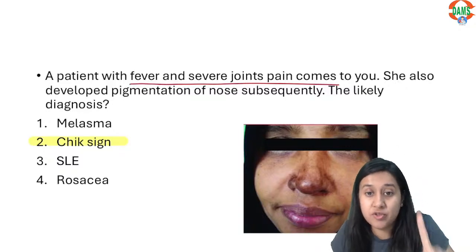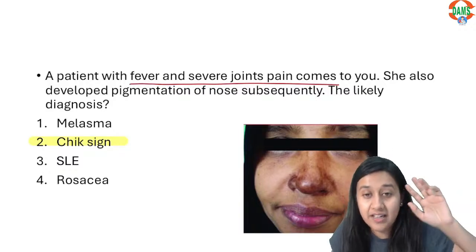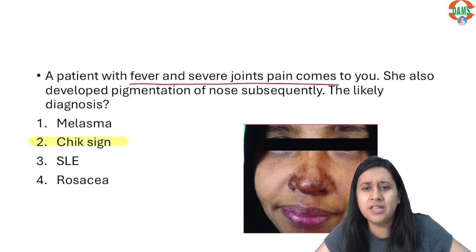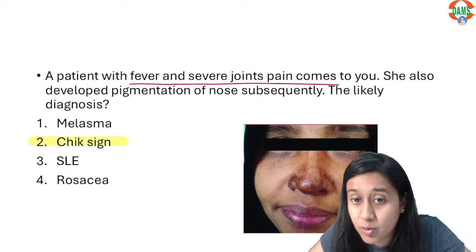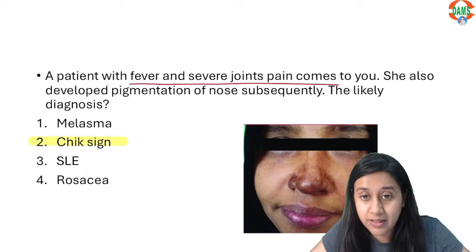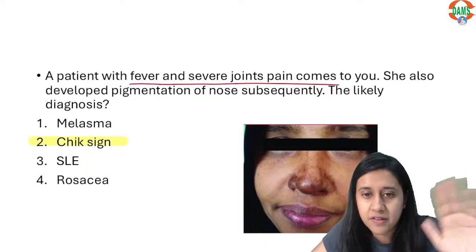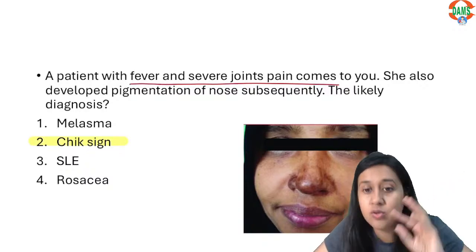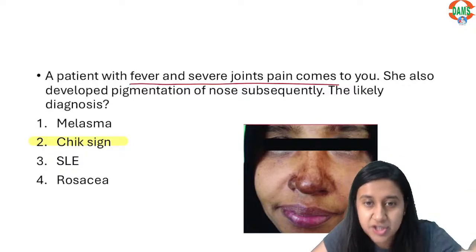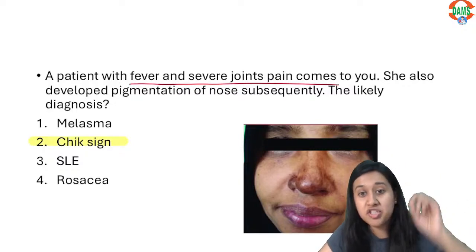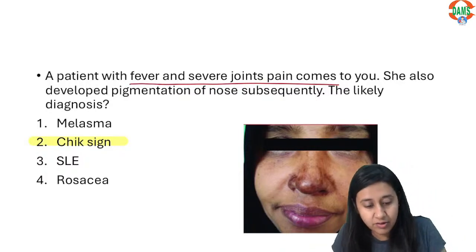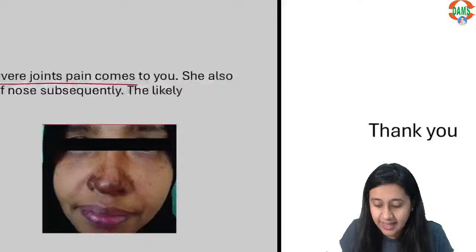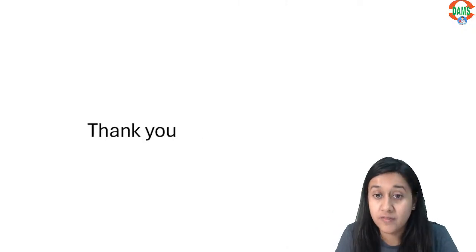In melasma, please remember there is no history of any fever, joint pain. Melasma is common in pregnancy or after pregnancy. Melasma is common secondary to exposure to sunlight or hypothyroidism, but not because of any fever or joint pain. In SLE, you'll see more of redness, burning sensation. Same with rosacea. But Chik sign is a very classical pigmentation on the centrofacial face. Okay. This is your Chik sign, and with this, we are done with the questions of dermatology.